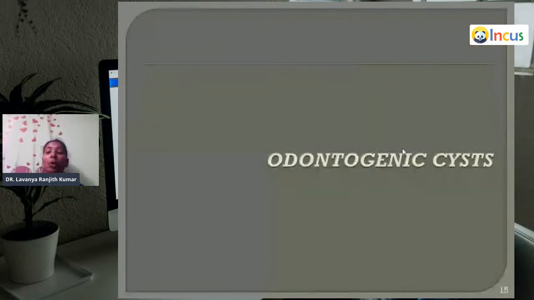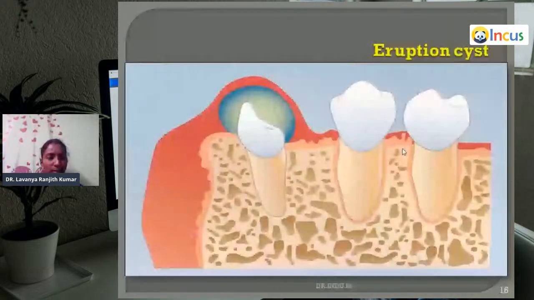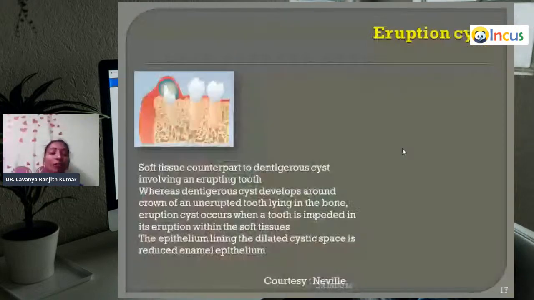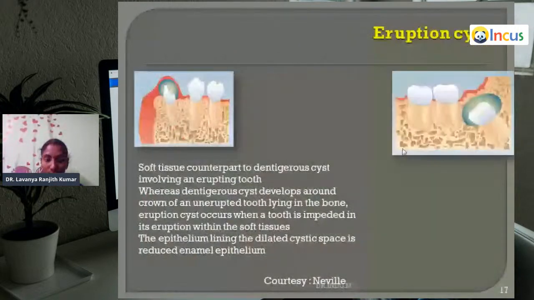So coming back to the odontogenic cyst, first is eruption cyst. What is eruption cyst? Everyone says it is a soft tissue counterpart to the dentigerous cyst, involving the erupting tooth, whereas the dentigerous cyst develops around the crown of an unerupted tooth lying in the bone. Eruption cyst occurs when a tooth is impeded in its eruption within the soft tissue, and the epithelial lining of the dilated cystic space is reduced enamel epithelium.